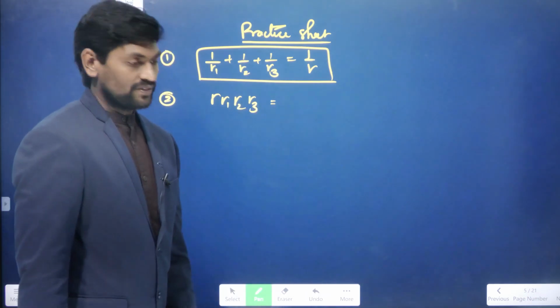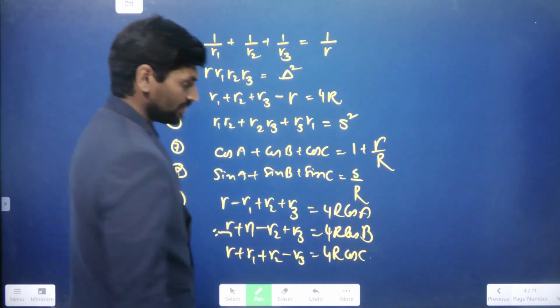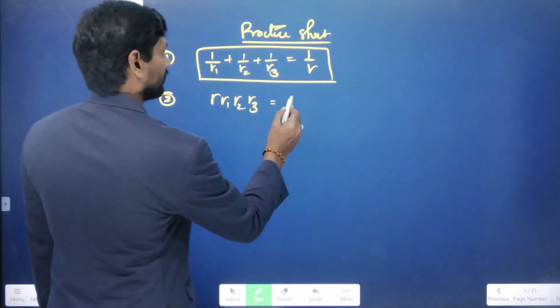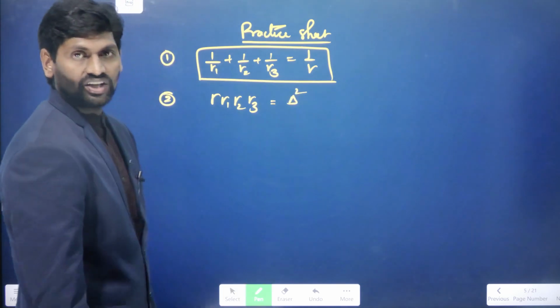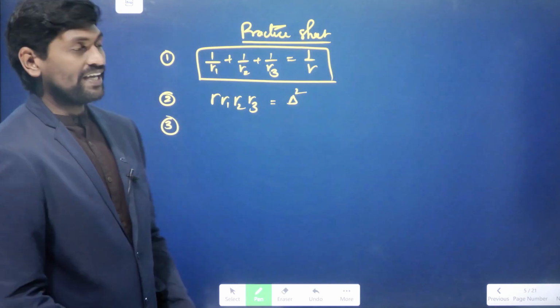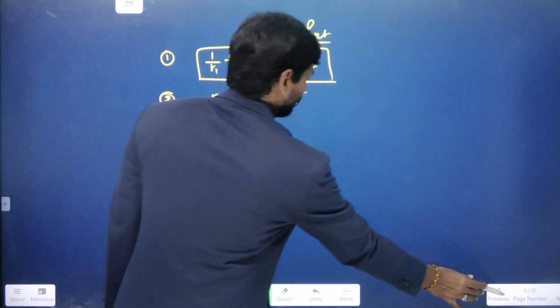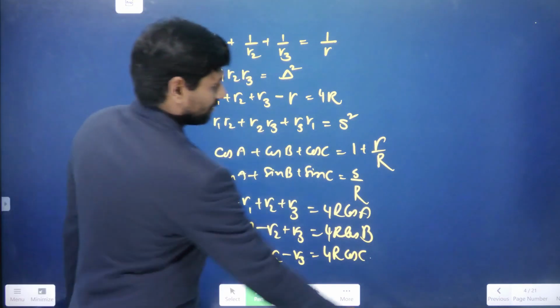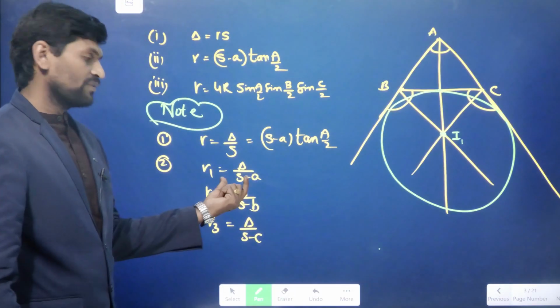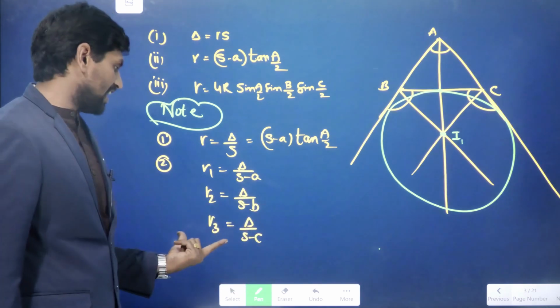what? Just now we discussed, right? What is the formula? That is delta square, which means the area of the triangle whole square. Okay. Now the third question, delta by s minus a. What is the delta by s minus a formula here? Delta by s minus a is R1, delta by s minus b is R2, delta by s minus c is R3.